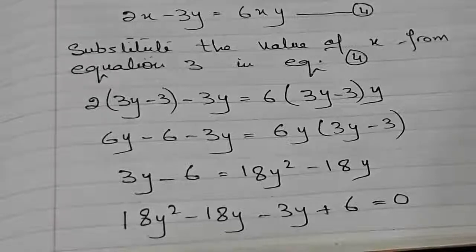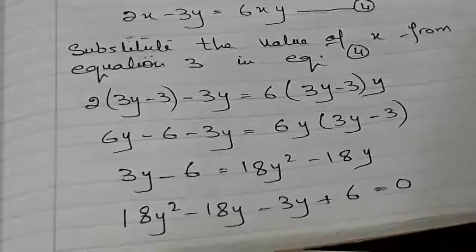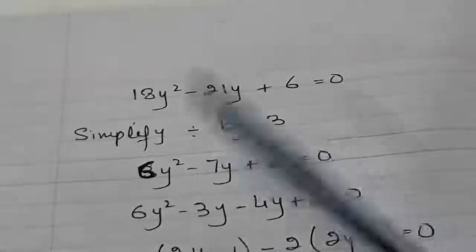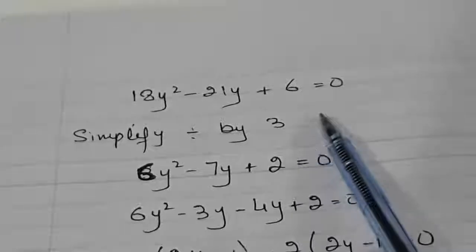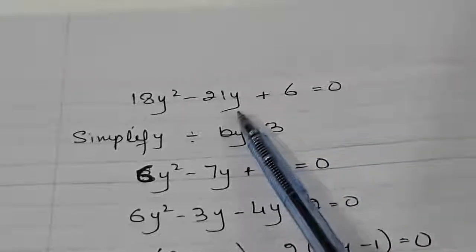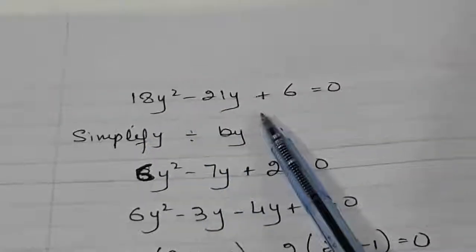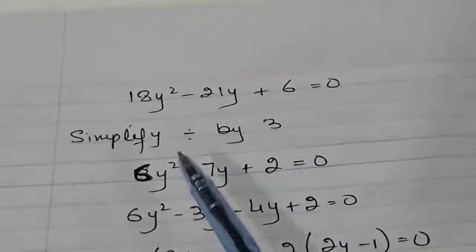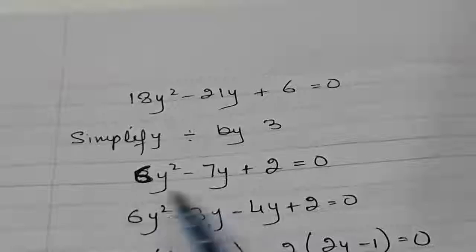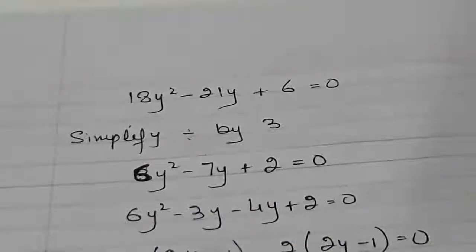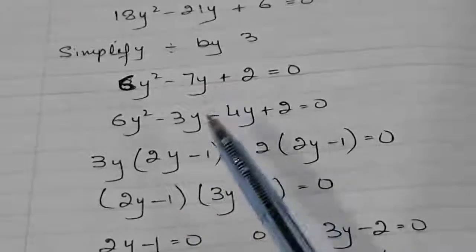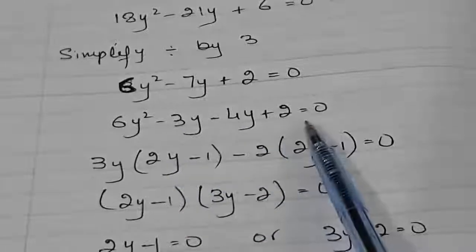Okay, so now I will simplify it and bring it into quadratic form. Once I have this quadratic form, I will factorize it, but again I see I can simplify it if I divide it by 3. So I'm dividing this equation by 3 and therefore I get this one. So now I will factorize it. I'm dividing 7y into minus 3y and minus 4y.